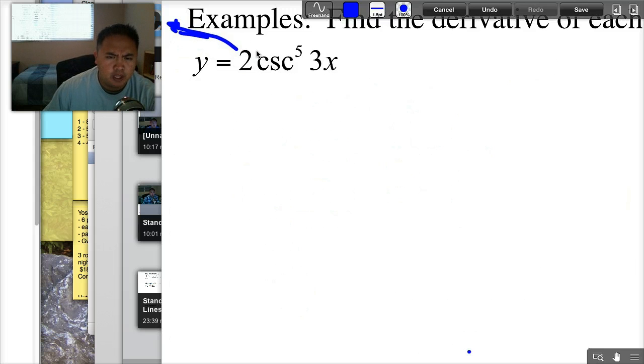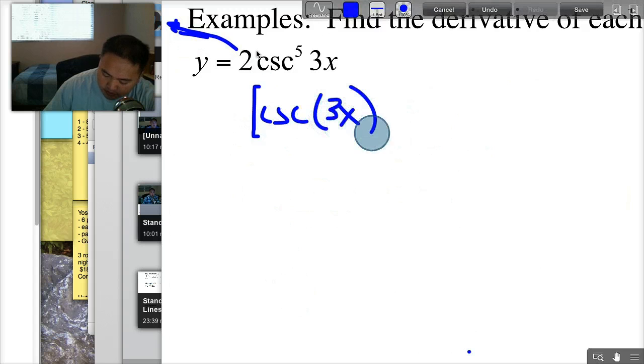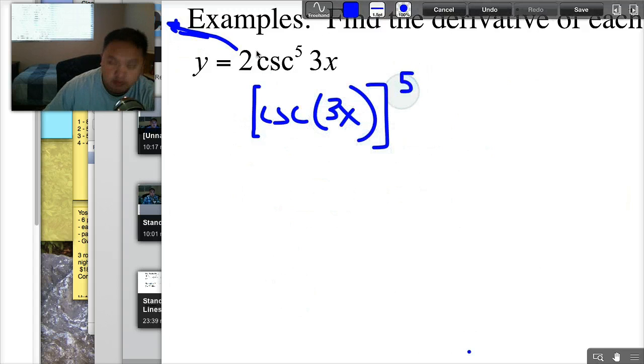Well, let me rewrite it in a way that maybe we would understand. Can I rewrite this as cosecant of 3x to the 5th power? Okay, it means the exact same thing. And the 2, remember, I just moved to the side. This is one of those double, triple chain rule things. My outside function is to the 5th power. My inside function is then cosecant. And then my inside function is 3x.